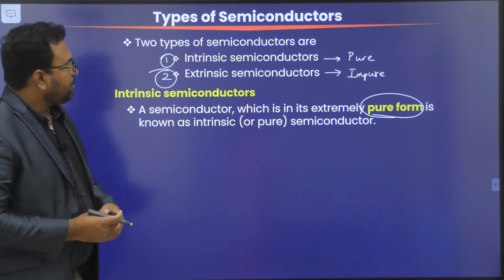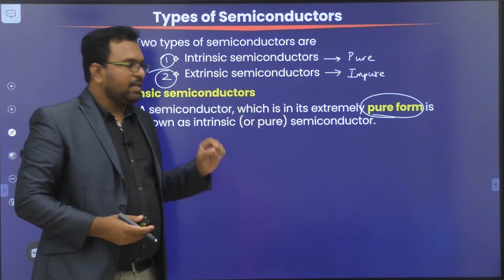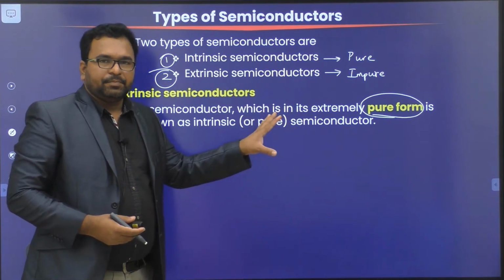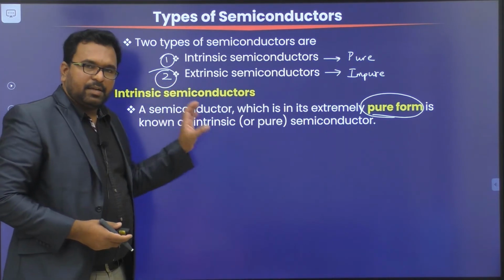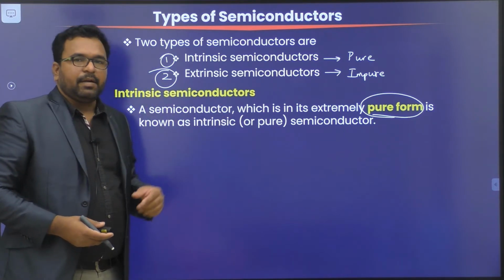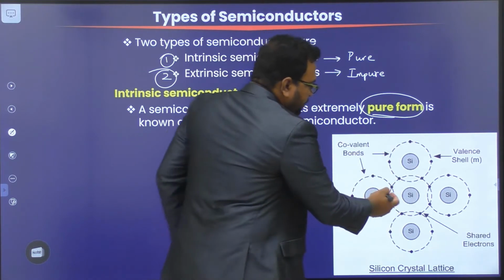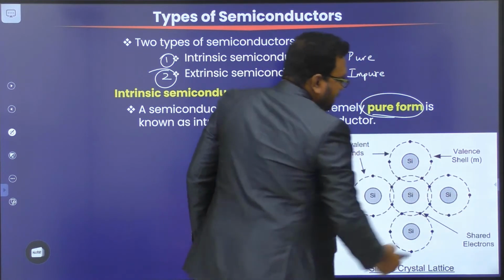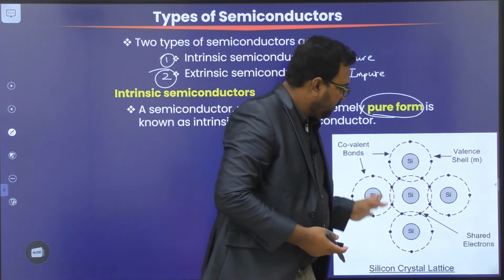That means it has to contain only either silicon atoms or germanium atoms in its covalent bonds. If you consider silicon, that has to form covalent bonds with only silicon atoms. The entire crystalline structure of the semiconductor contains only silicon or only germanium. Then we call them intrinsic semiconductors, like this. See, here I have considered 4 silicon atoms. The outermost electrons form covalent bonds with the adjacent atoms' valence electrons. All the atoms here are silicon only.